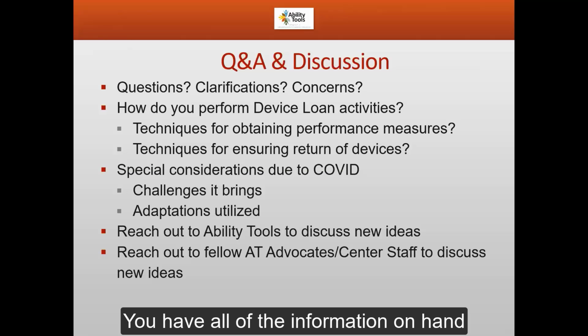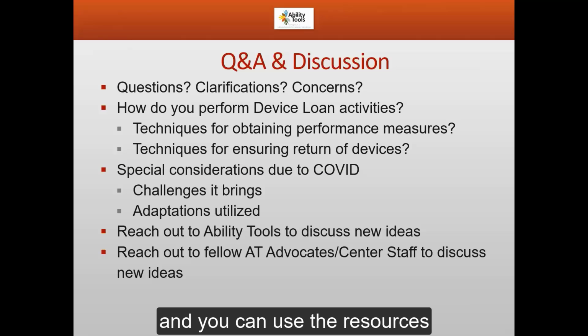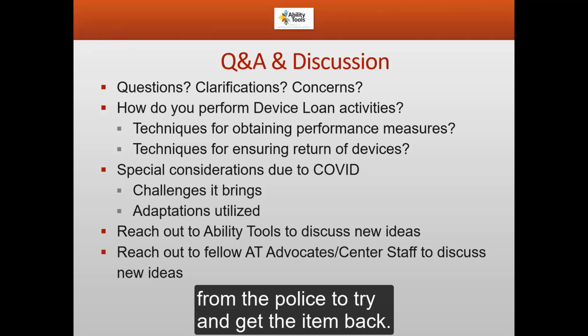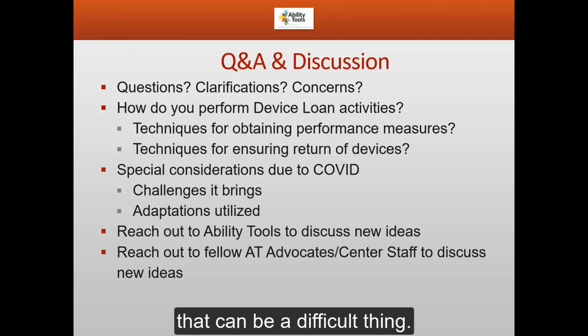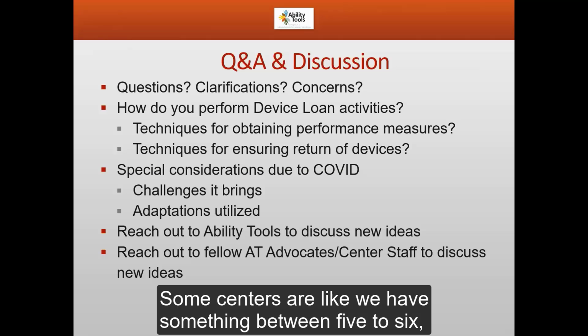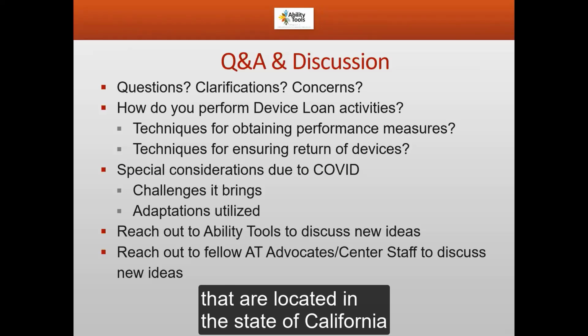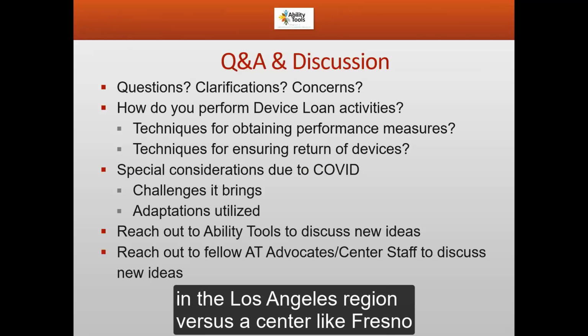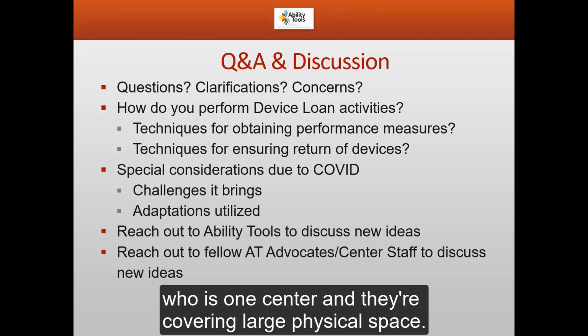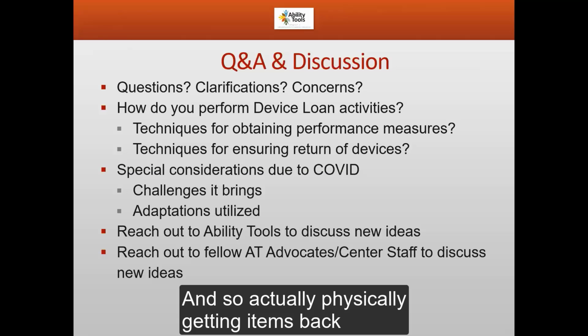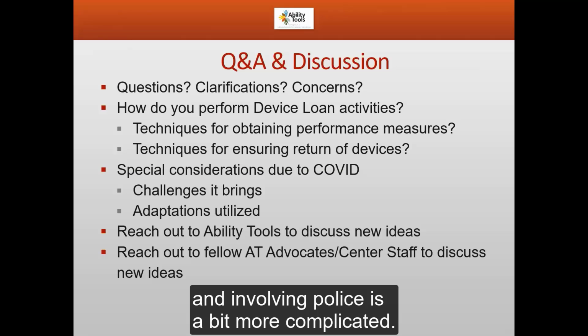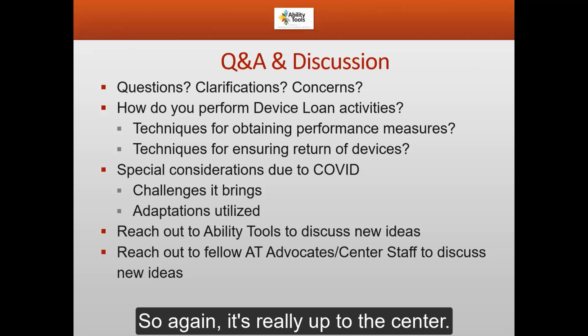You have all of the information on hand, and you can use the resources from the police to try and get the item back. I know that for a lot of centers, that can be a difficult thing. Some centers, we have something between 5 to 6, depending on where you put the boundaries, located in the Los Angeles region of California, versus a center like Fresno, which is one center covering a very large physical space. So actually getting items back and involving police is a bit more complicated. Again, it's really up to the center.